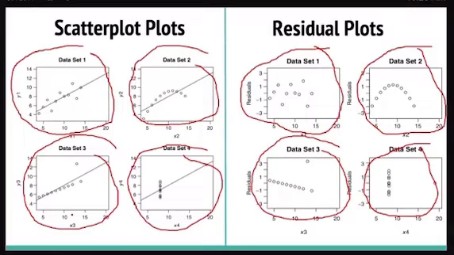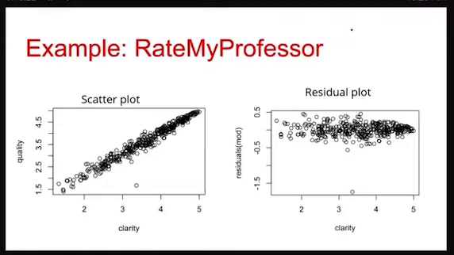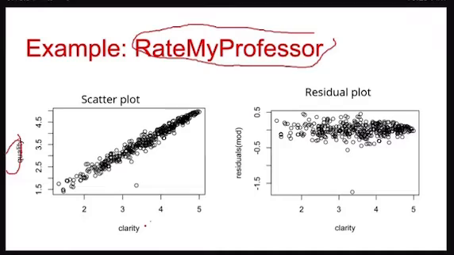Okay, now I'm actually going to be specific. You remember the other time we worked on the Rate My Professor data, where we were trying to look at the relationship between quality and clarity of a professor. You know, this is the scatter plot. The scatter plot here is actually showing a straight line, right? Then this is the corresponding residual plot. For a linear relationship, the residual plot should show no pattern. Can you see that?